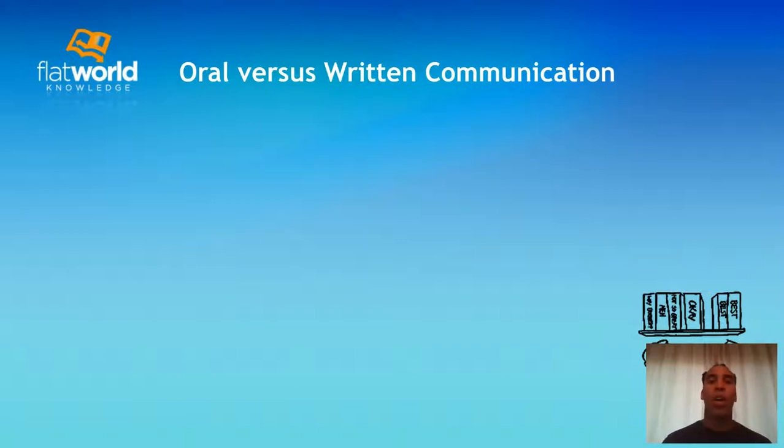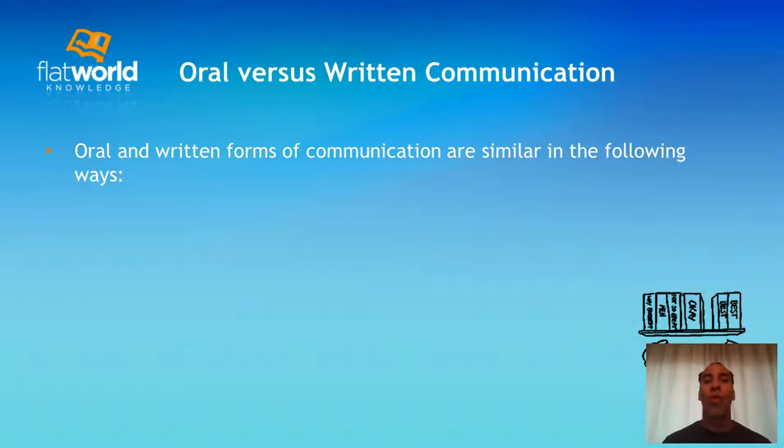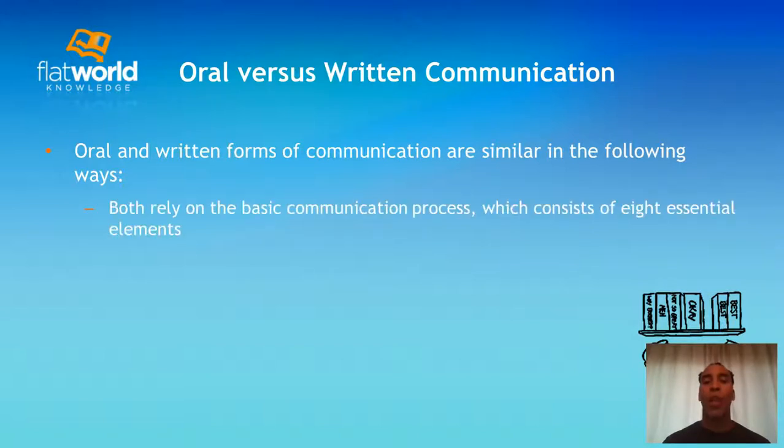So, oral versus written communication. Oral and written forms of communication are similar in the following ways. Both rely on the basic communication process, right? You have a sender, you have a receiver, you have a message, which consists of 8 essential elements. Both can be divided into verbal or nonverbal categories, right? They fall into one or the other.